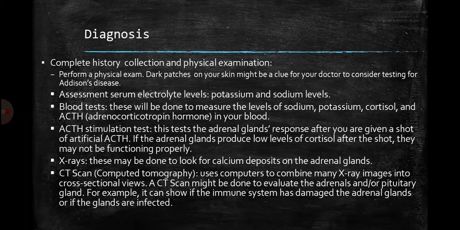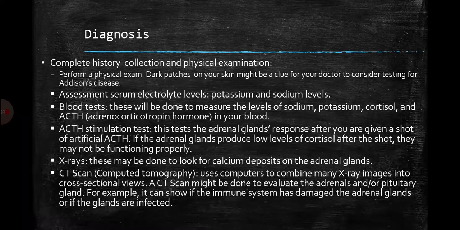Diagnosis for Addison's disease. Your doctor will talk to you first about your medical history and your signs and symptoms. You may undergo some of the following tests. Complete history collection and physical examination. The dark patches on your skin might be a clue for your doctor to consider testing for Addison's disease. Assessment of serum electrolyte levels, potassium and sodium levels.